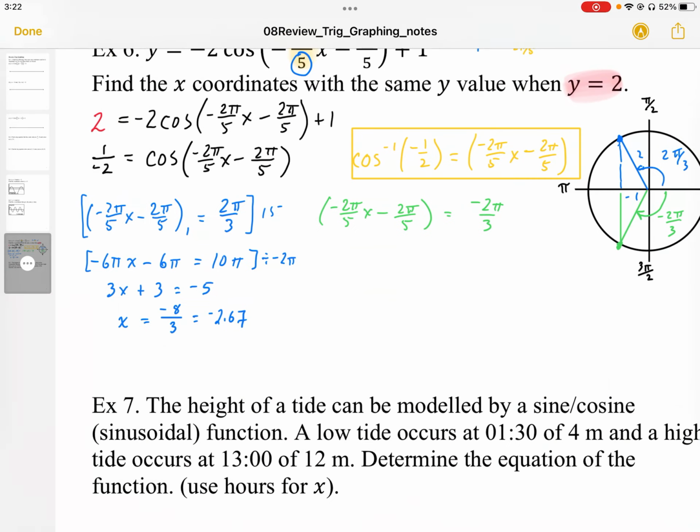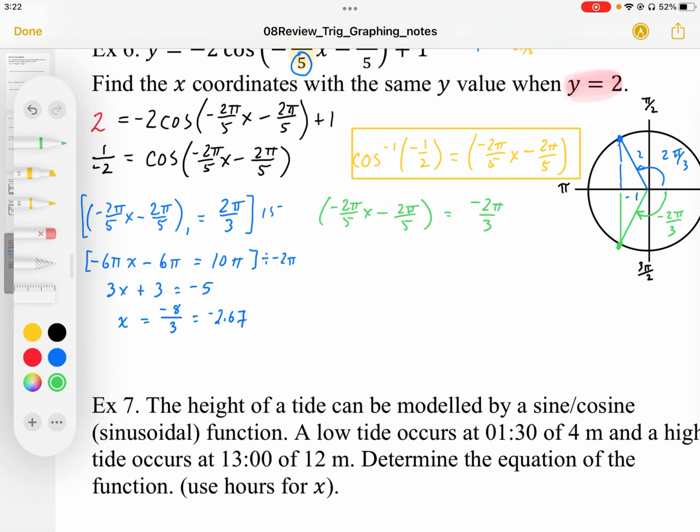Then looking at the other solution, I'm going to solve for the other side. I'm going to multiply everything by 15 again, and divide by negative 2 pi at the same time. So I end up with 3x plus 3 equal to positive 5. Then solving for x, I get x is equal to 2 over 3, or 2/3. So that's my other primary solution.